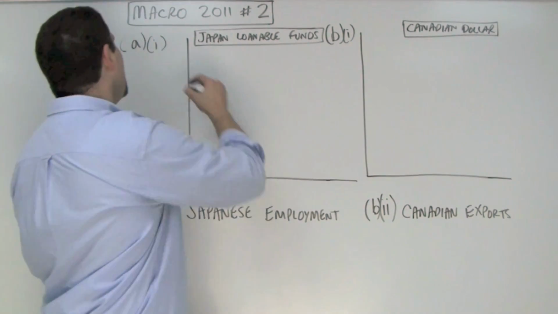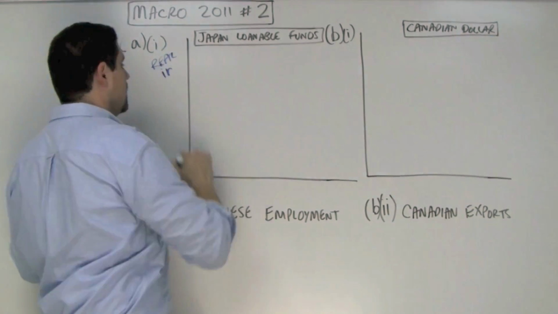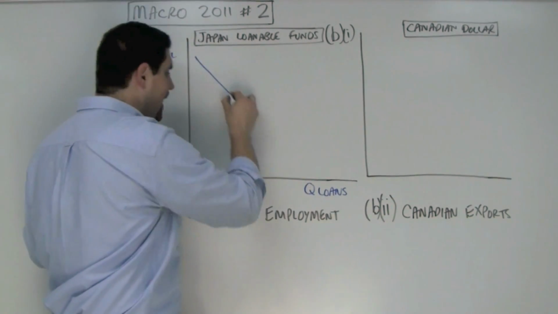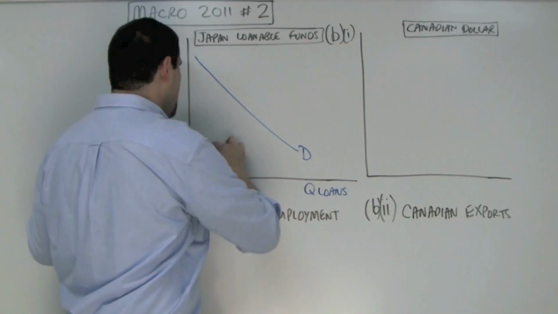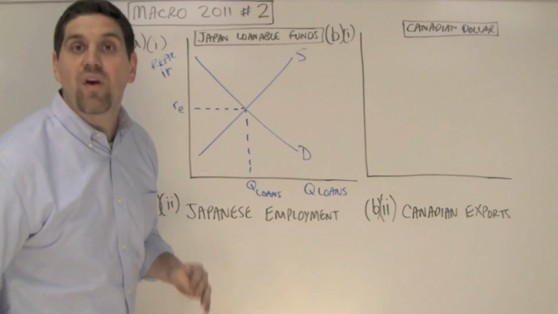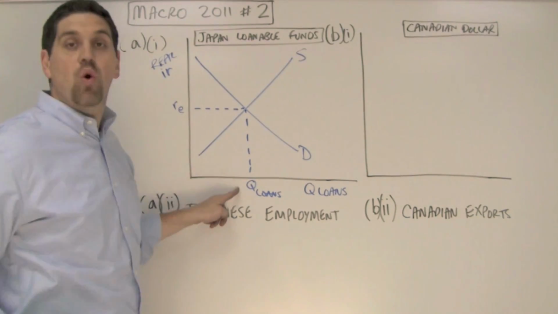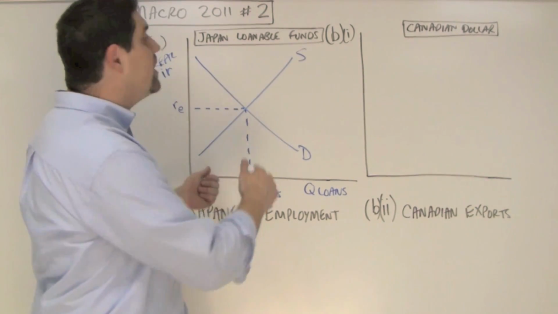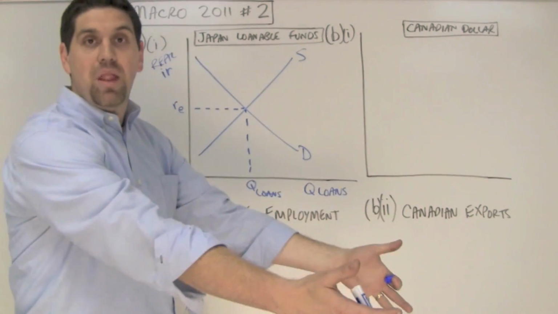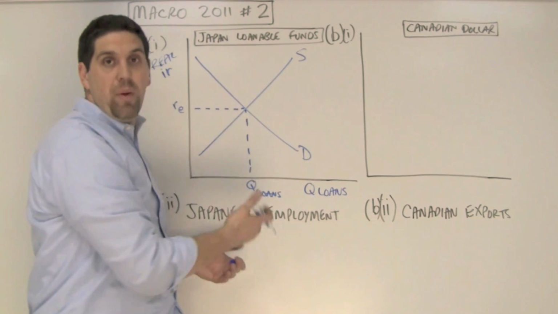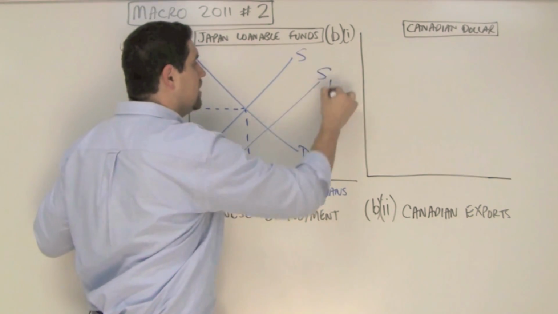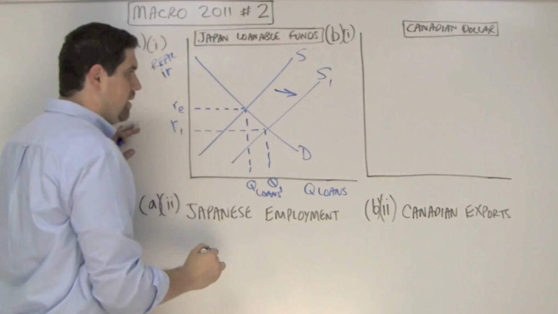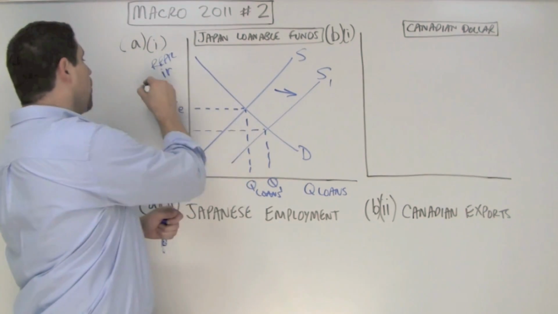Remember, the loanable funds graph has the real interest rate, and down here is the quantity of loans. It's a regular demand and supply, downward sloping demand curve, upward sloping supply. And you've got an equilibrium real interest rate and a certain quantity of loans. If all these foreign investors from Europe show up, that's going to increase the supply of loans, right? They're the ones who are going to supply more loans to the people in Japan. So supply shifts to the right. This will lower the interest rate and increase the quantity. For drawing and shifting that graph, there's 1 point.